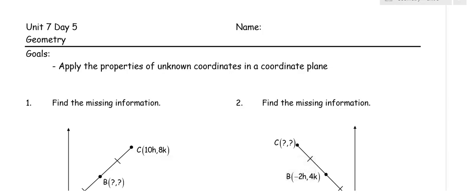This video is about applying properties of unknown coordinates in a coordinate plane. So in number 1 and number 2, we're going to find the missing coordinate. In number 1, we see that A is (0, 0), B is (2, ?), and C is (10H, 8K). If we see that these are 2 tick marks here, we know that that segment has been cut into 2 congruent parts, which makes B the midpoint, which is halfway between C and A.